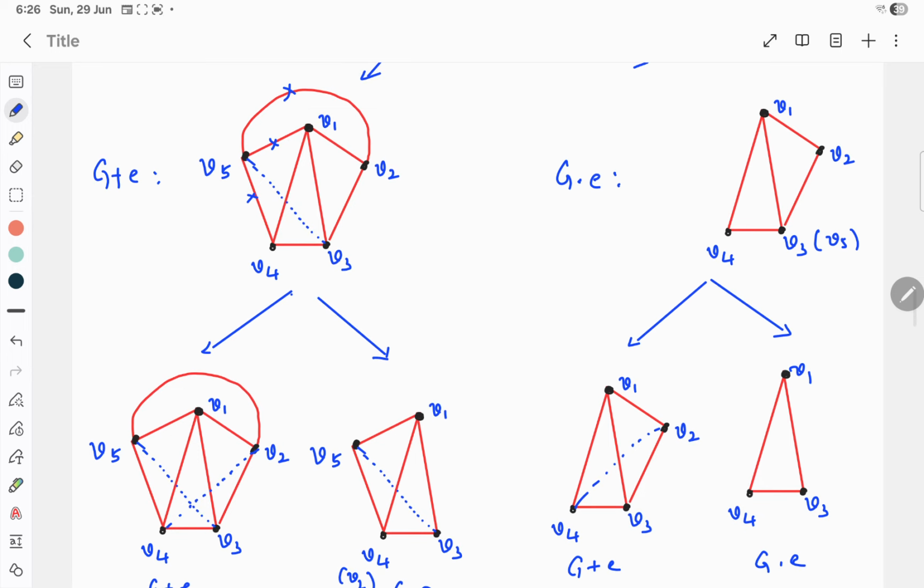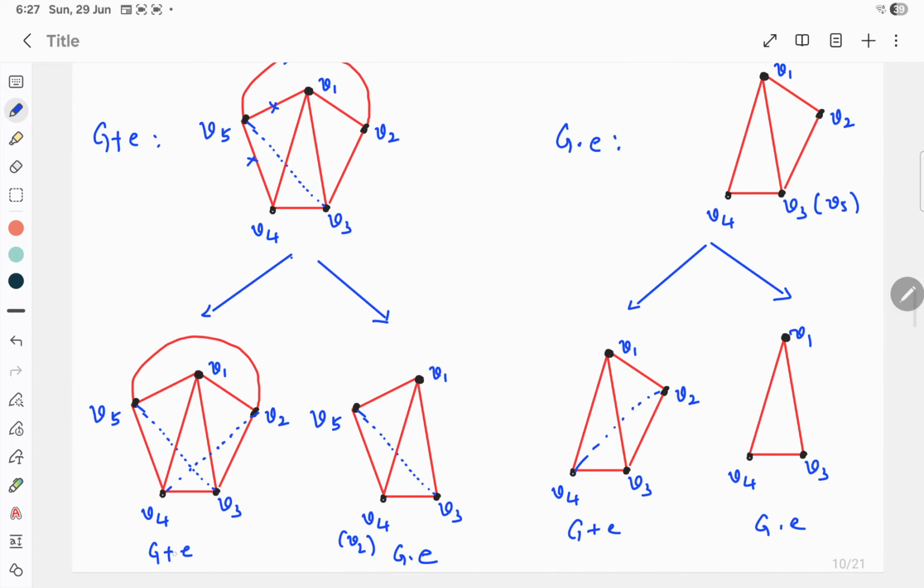Here we see that V2 and V4 are not adjacent. Hence I will add an edge to this, so it becomes G plus E, right? When you add an edge, those two vertices are to be fused. So V4 and V2 should be fused, so V2 is fused with V4, and it became just V4.